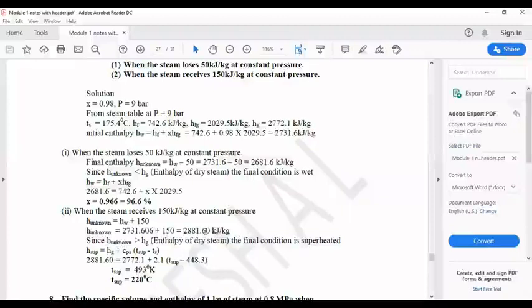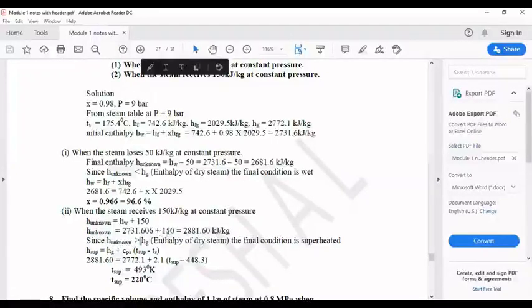Whenever you add or subtract the enthalpy values, you must check with respect to Hg. Now, 2881 is more than this Hg value. Hg value here is 2772.1. Here you have got the value as 2881. I referred to it as H unknown because I don't know what is the condition. If it is wet steam, you write as W. If it is dry steam, you write as G. If it is superheated steam, you should write as SUP.